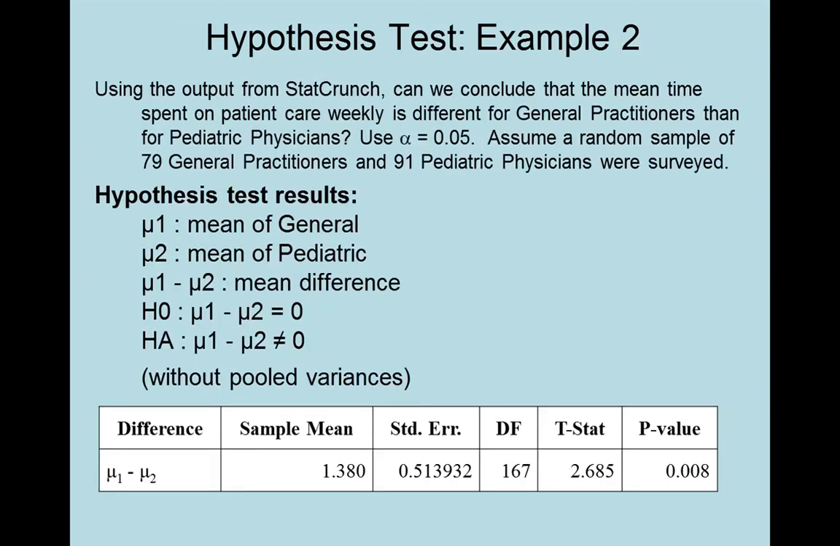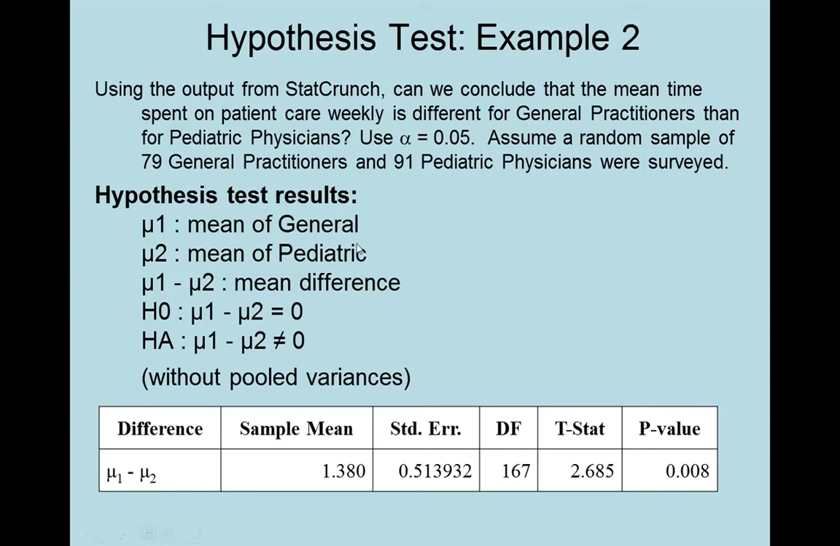Let's look at another example. In this case, we're going to use the output from StatCrunch to determine if the mean time spent on patient care weekly is different between general practitioners and pediatric physicians. We're going to use an alpha level of 0.05. We can assume that a random sample of 79 general practitioners and 91 pediatric physicians were in this study or this survey. So you can see the output below.